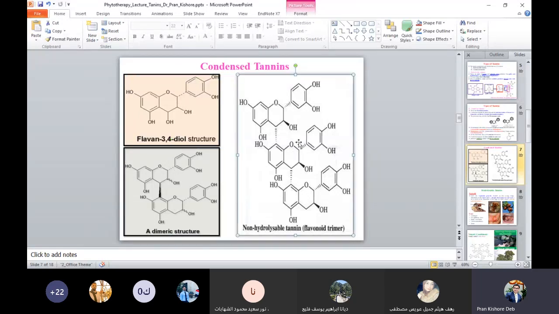And look at the third structure. Can you tell me how many monomer units it has in this structure? Three units. One, two, three. Okay, so it's a trimer, right? This is a dimer.